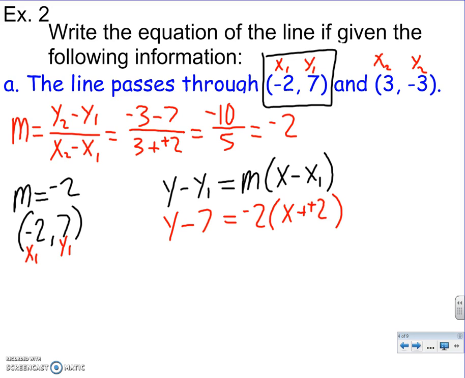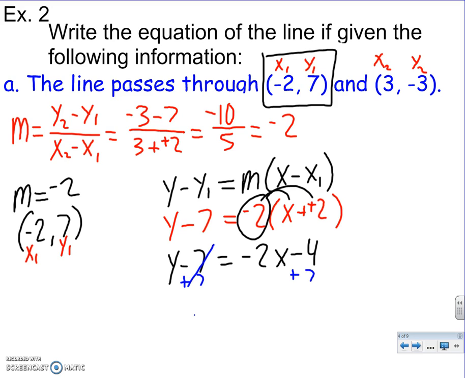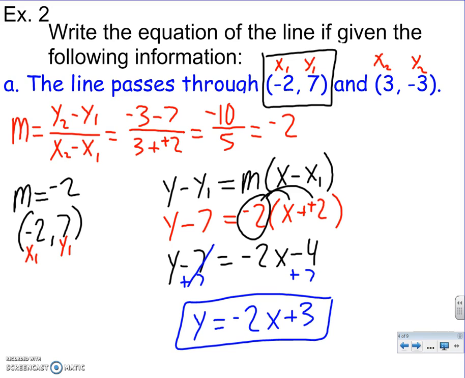Do algebra. So y minus 7 equals, got to distribute this, negative 2x minus 4. And then add 7 both sides. So y equals negative 2x plus 3. Alright, so be able to find the slope if it's missing, and then use that slope and any point in point slope form to find the equation. We always want it y equals because that's what we input in a calculator.